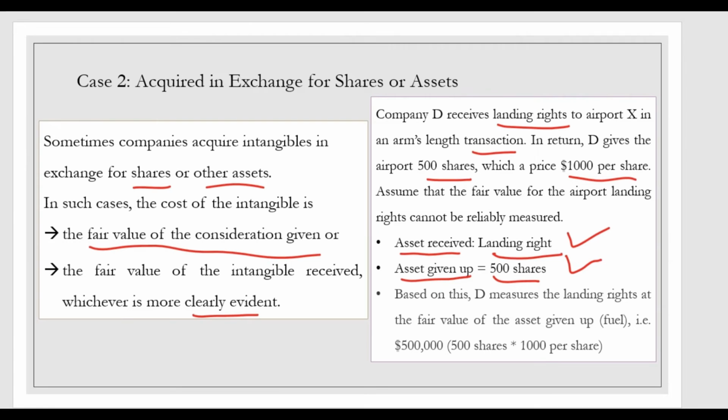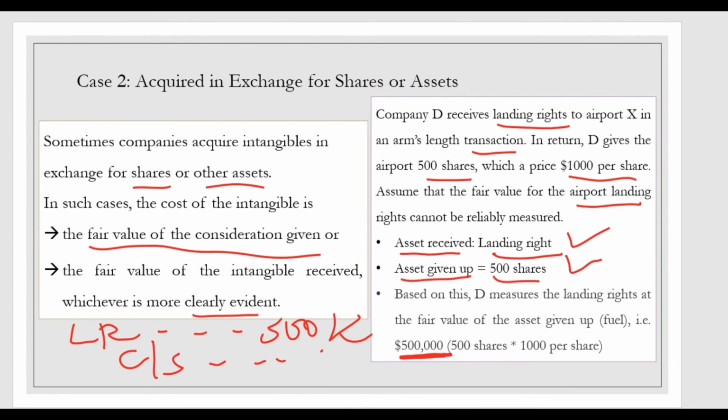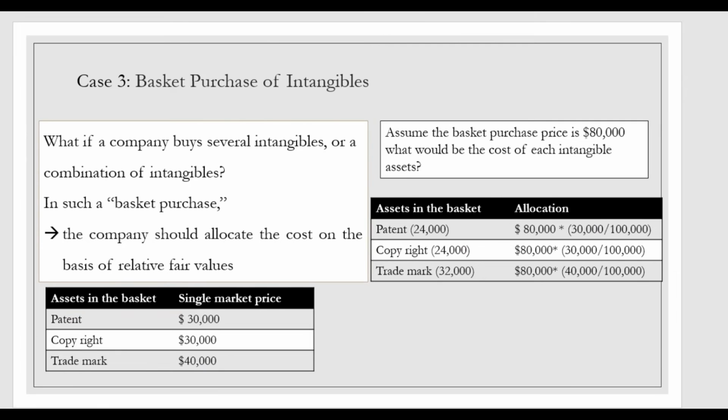In our example, we cannot reliably measure the fair value of the airport landing right, so we use the fair value of the asset given up, which is 500 shares times $1,000 per share, equal to $500,000. So landing right should be debited by $500,000 and common stock, that is the shares given up by company D, is recognized by $500,000.